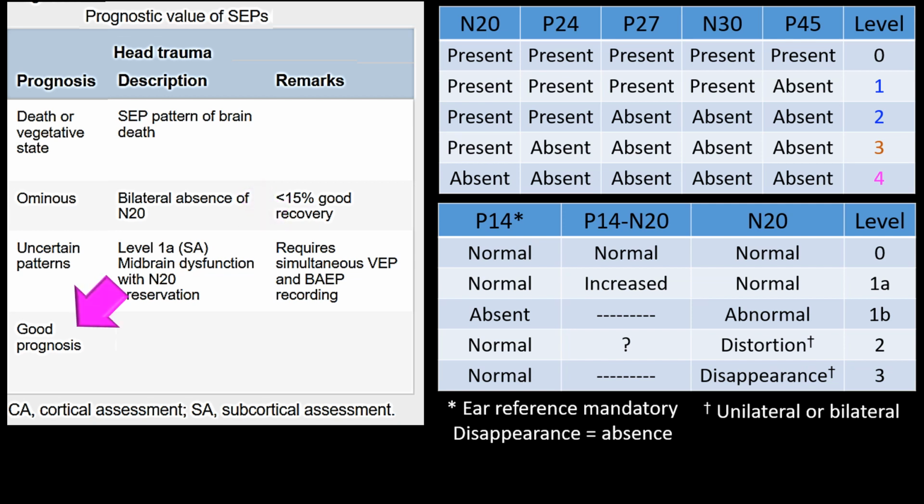Finally, the last category is good prognosis. A somatosensory evoked potential pattern following head trauma is consistent with good prognosis when the subcortical assessment is 0, as has been pointed out in this frame, and the cortical assessment is 1 or 2. And I assume also 0, although it's not mentioned in the chart. In these circumstances, the likelihood of a good recovery is more than 80%.